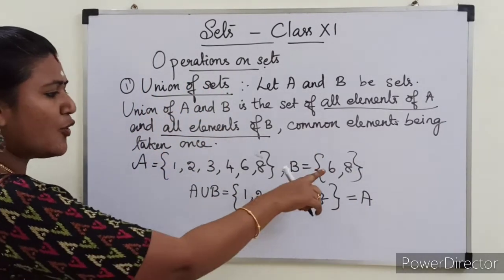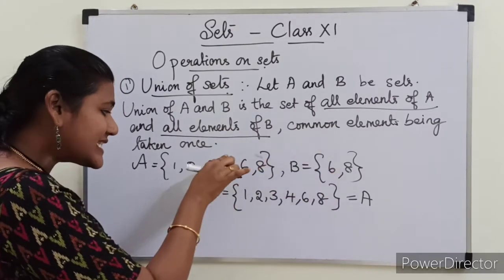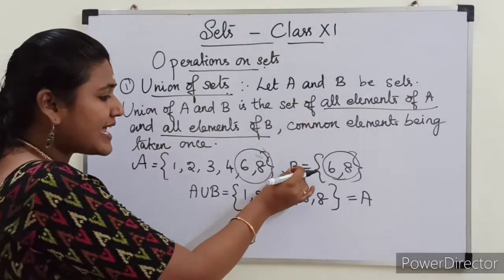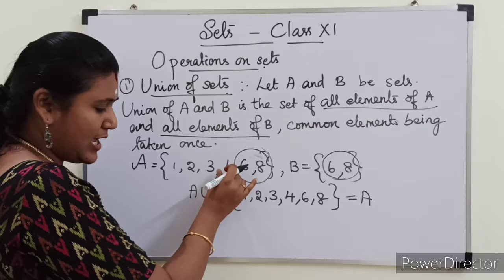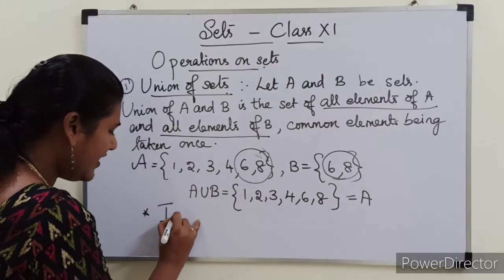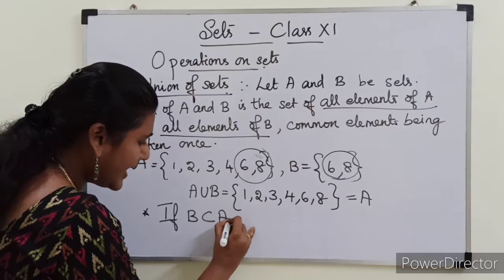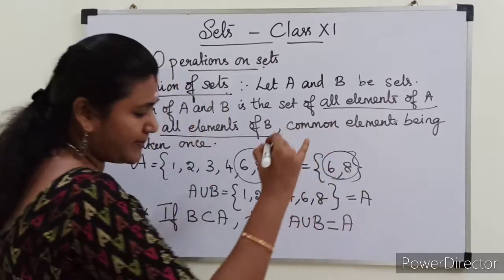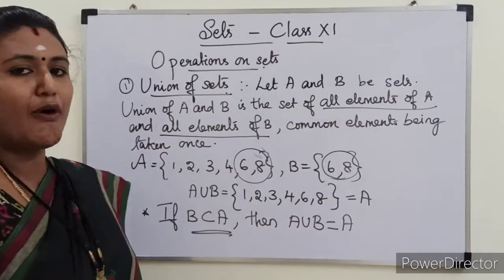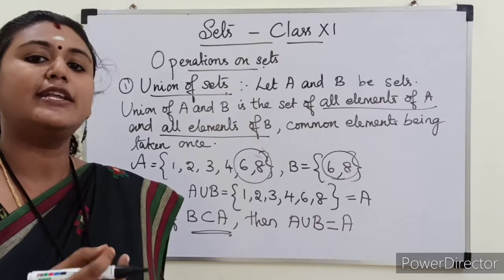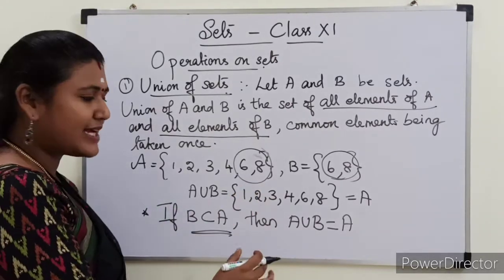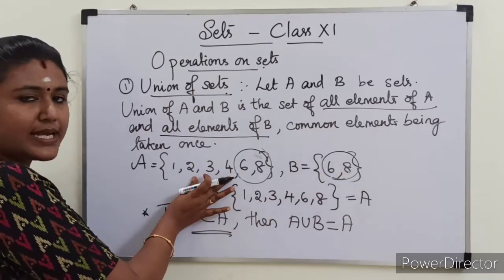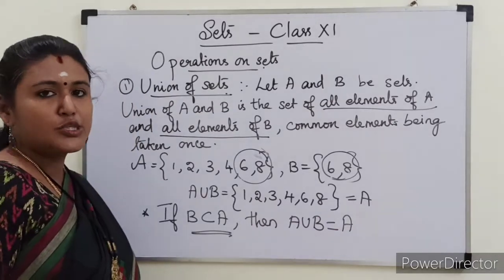Why did it happen so? Because this set B is a subset of A. Here if you see, this set 6, 8 is already there in A. So we can say that B is a subset of A. This is a very important point: if B is a subset of A, then A union B will be equal to A. If one set is a subset of the other, then the union of the two sets will be the superset. This is the subset, this is the superset. So the answer will be the superset.